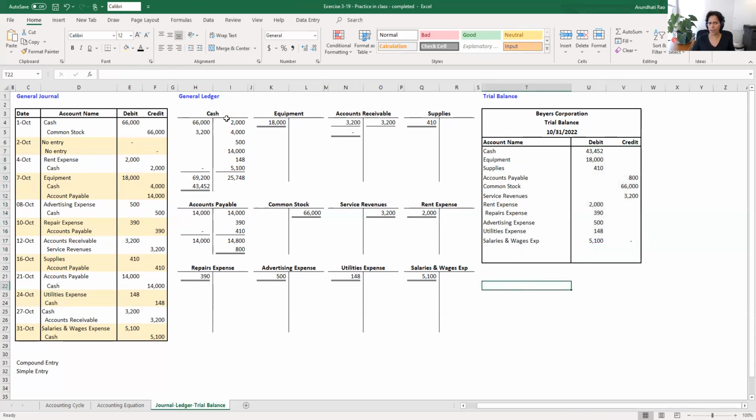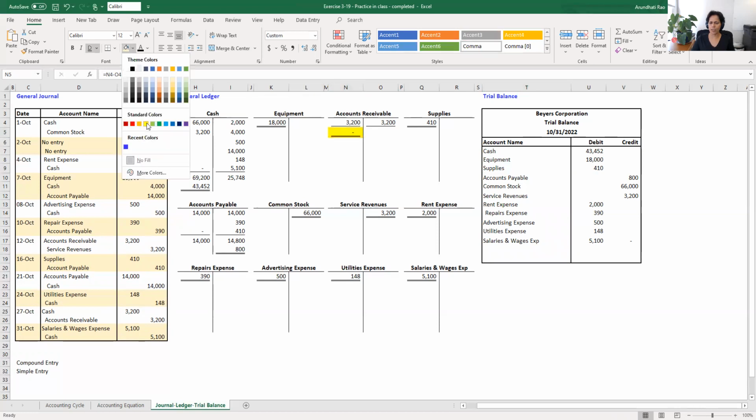Now, if you look at the account names, look at the general ledger, the T accounts, and then look at my trial balance. Cash, I brought that in. Equipment, I brought that in. I skipped accounts receivable and I came to supplies. There's a reason why I skipped accounts receivable: it has a zero balance. In the trial balance, we will list only those accounts that have a non-zero balance. So if it has a zero balance, there's no point in bringing it over here. That's the reason accounts receivable is not listed over here.